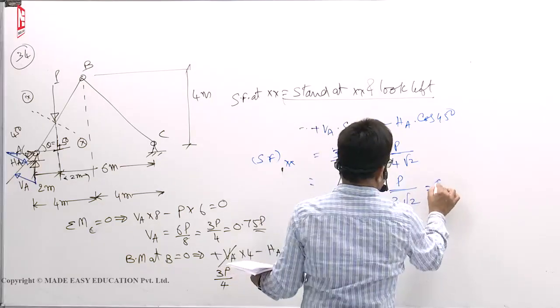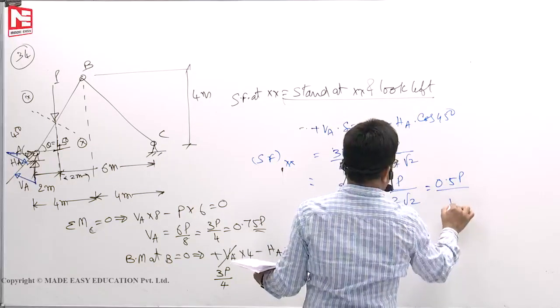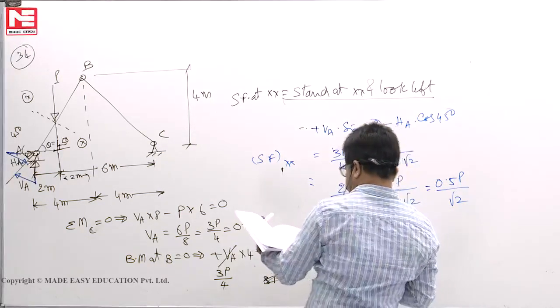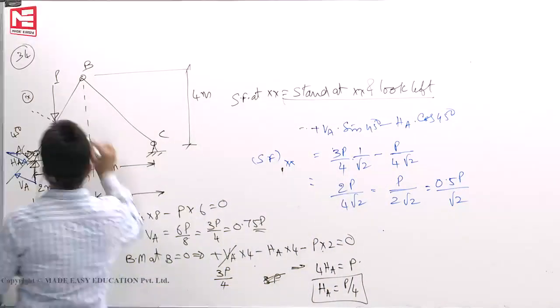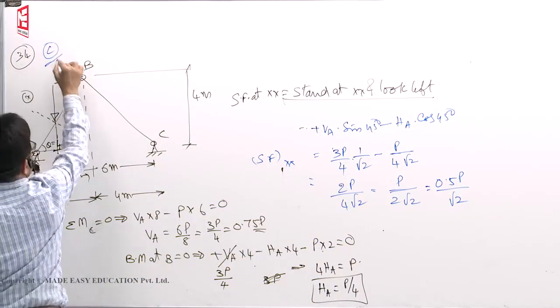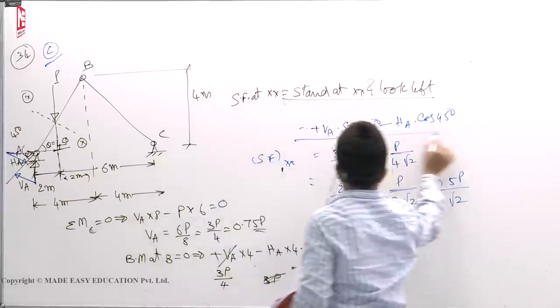If P by 2, I can write it as 0.5P by root 2. So 34C is the option. Core part is this one.